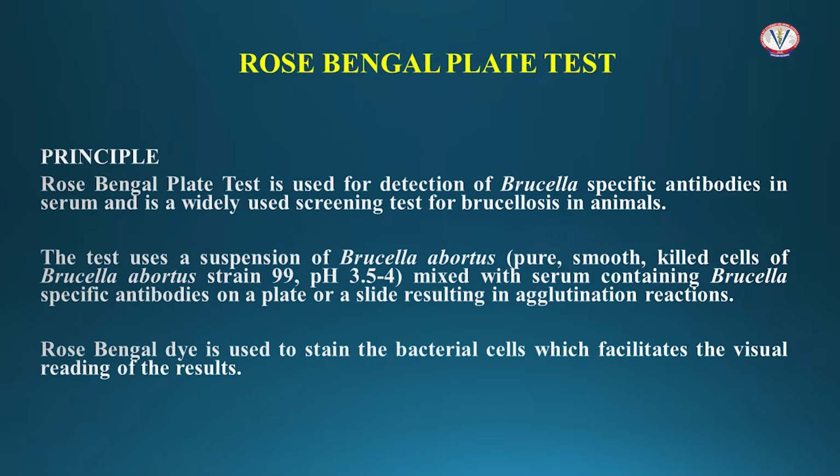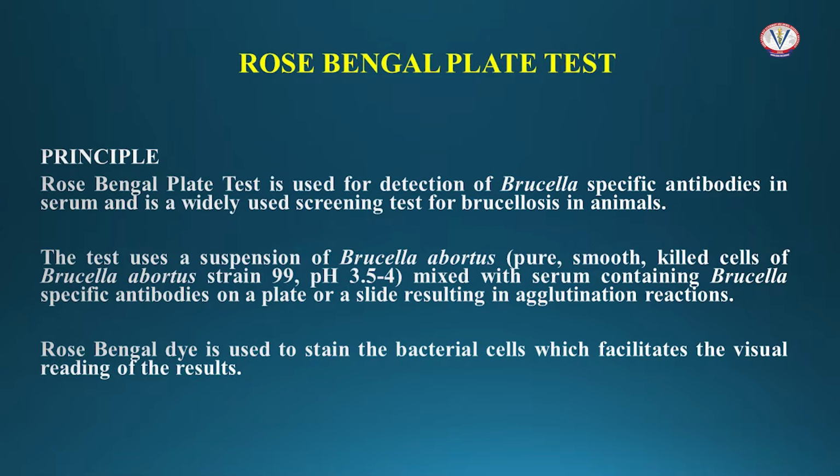Rose Bengal plate test, in short known as RBPT. RBPT is a kind of agglutination test in which particulate antigen is used to react with specific antibodies. Principle of the test: Rose Bengal plate test is used for detection of Brucella specific antibodies in serum and is a widely used screening test for brucellosis in animals.